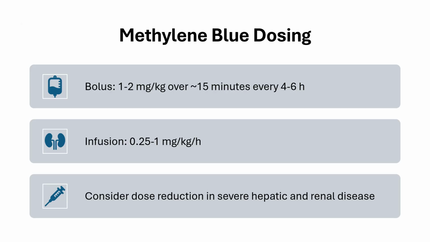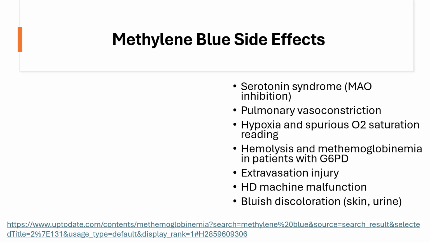Typically, methylene blue is given as a bolus of 1 to 2 milligrams per kilogram over approximately 15 minutes and usually then started as an infusion. Consider dose reduction in patients who have severe liver or kidney disease. Let's talk about the side effects of methylene blue.